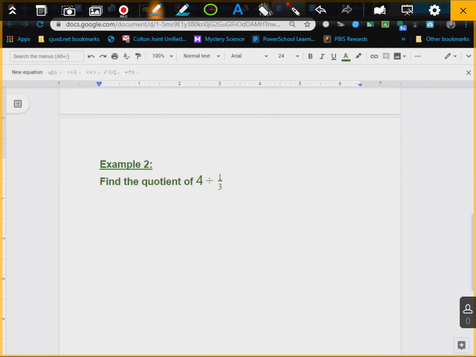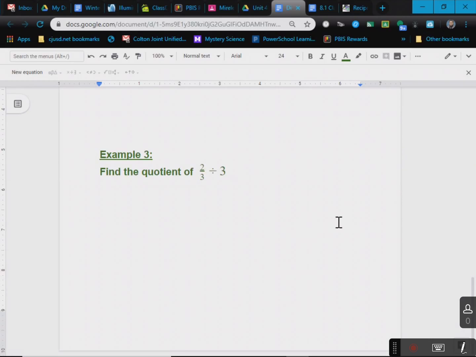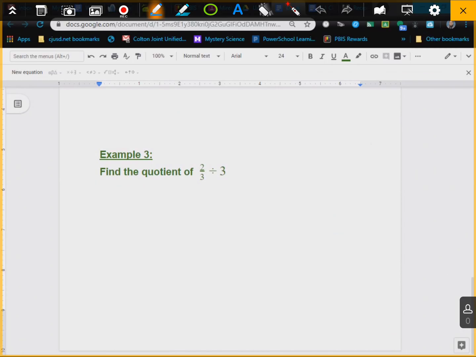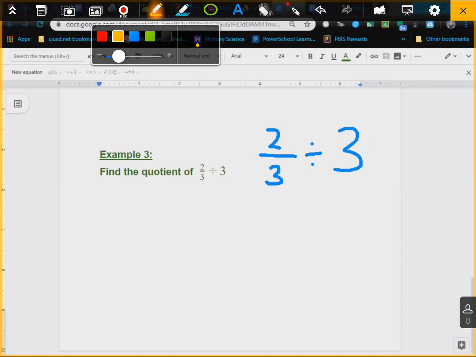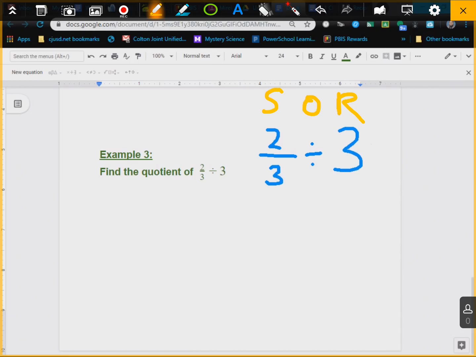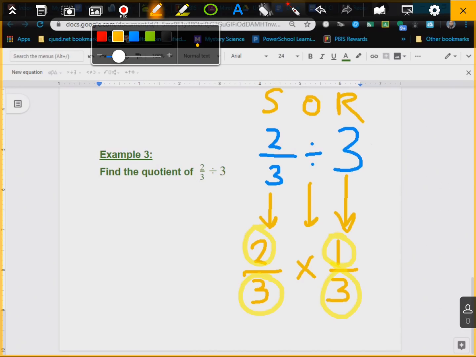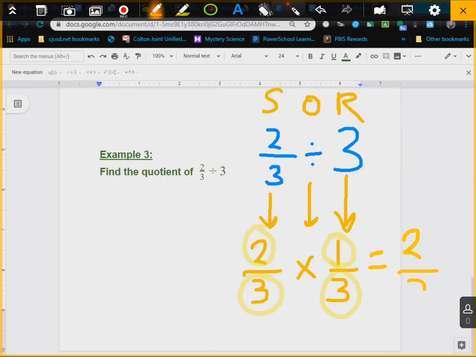So let's go ahead and do number 3. Last example. 2 over 3 divided by 3. Now remember, SOAR. And I want you to write this over every single example, okay? Because it's going to help you remember. Same, opposite, reciprocal. Same, 2 over 3 stays the same. Opposite of division, multiplication. Reciprocal of 3 is 1 over 3. Now we just multiply numerator times numerator, denominator times denominator. 2 times 1 is 2, 3 times 3 is 9. 2 over 9 is our final answer.